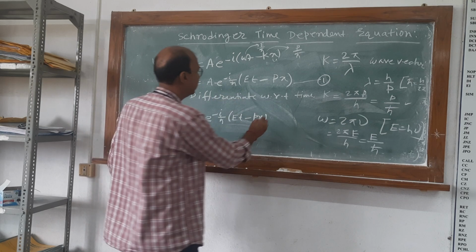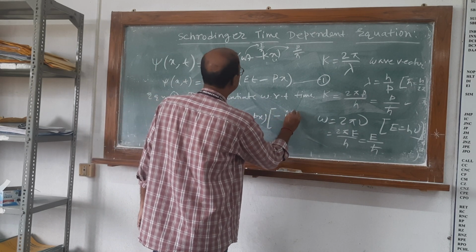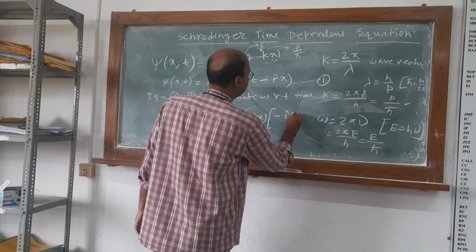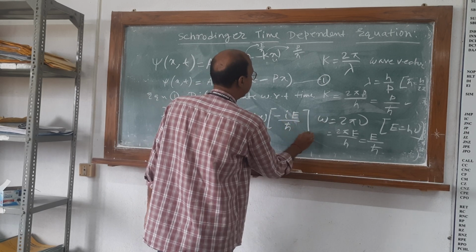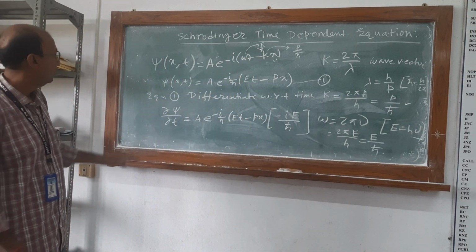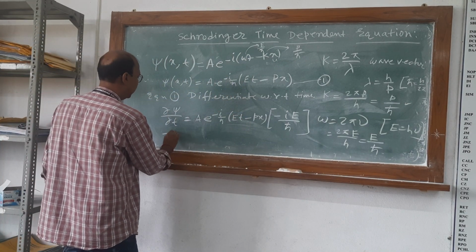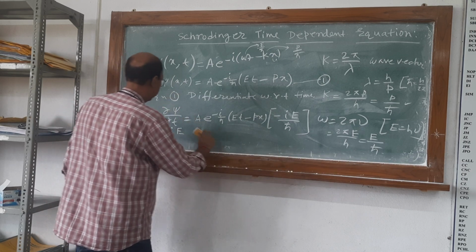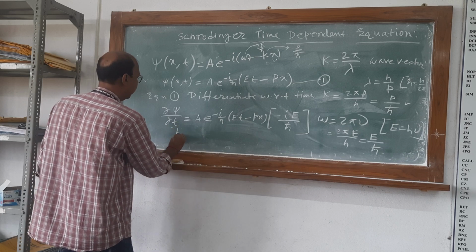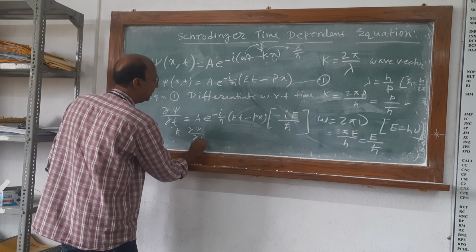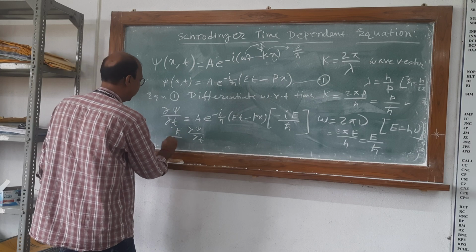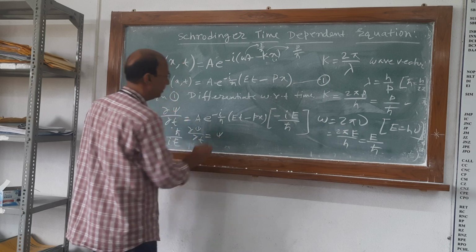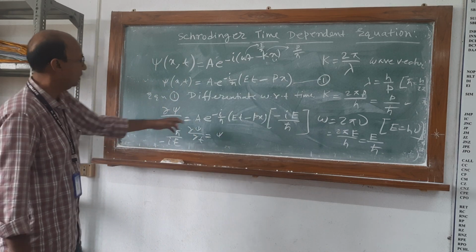So minus iE by h cut, psi. Del psi by del t divided by minus iE by h cut is equal to psi, because this is psi.